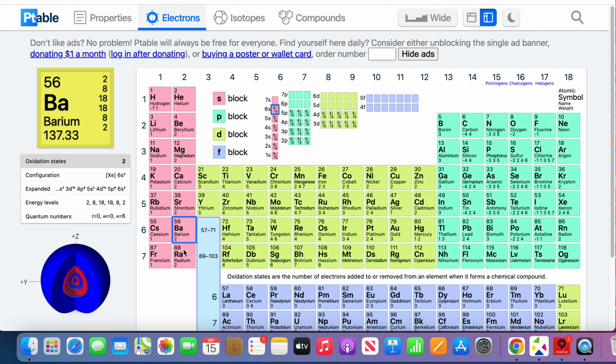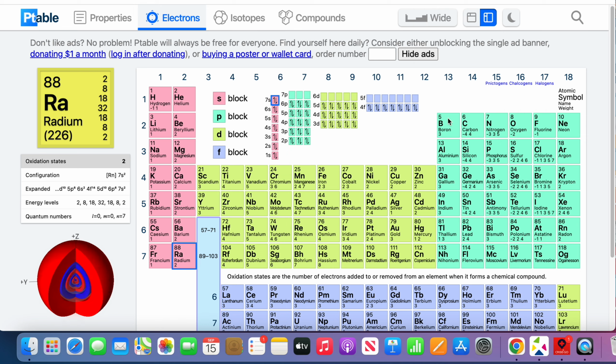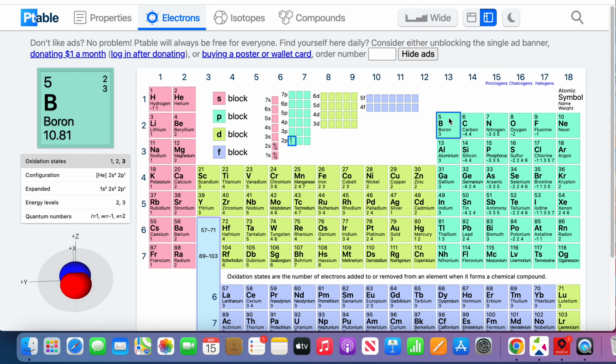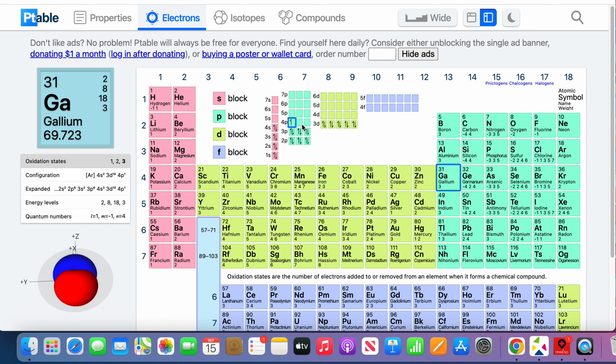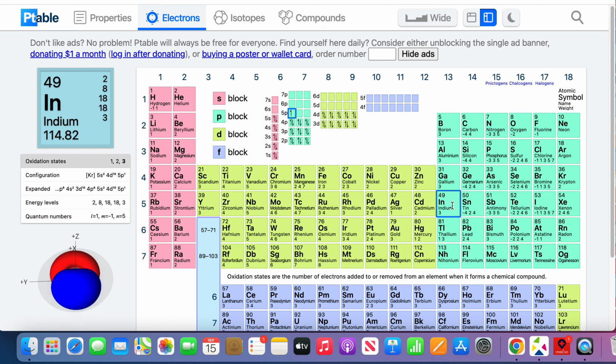All the way down. Okay, let's skip the middle ones now, but let's go over here to the boron group. I like to call this one group 3A. If you look at boron, if you look at the 2s and the 2p, that's a total of 3 electrons. Aluminum, 3s, 3p, that's 3 valence electrons. Gallium, 4s2, 4p1. That's 3. Indium 3. Everything in this column, the boron, aluminum, they all have 3 valence electrons.